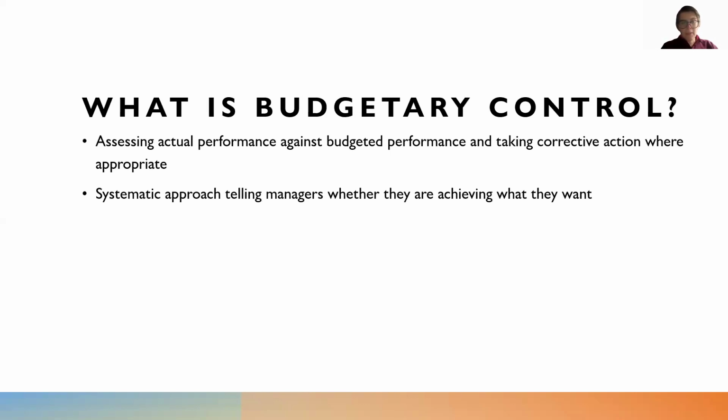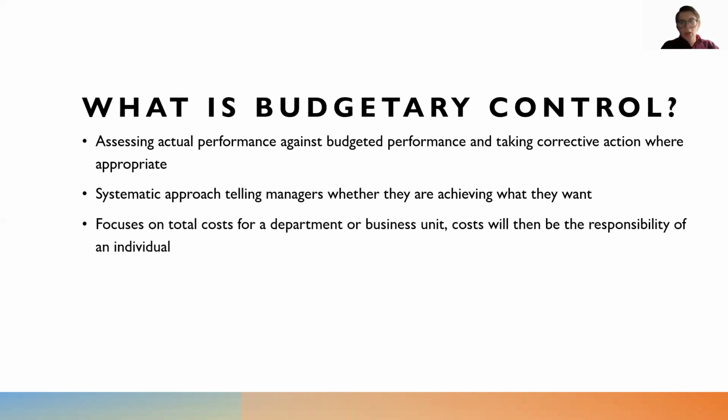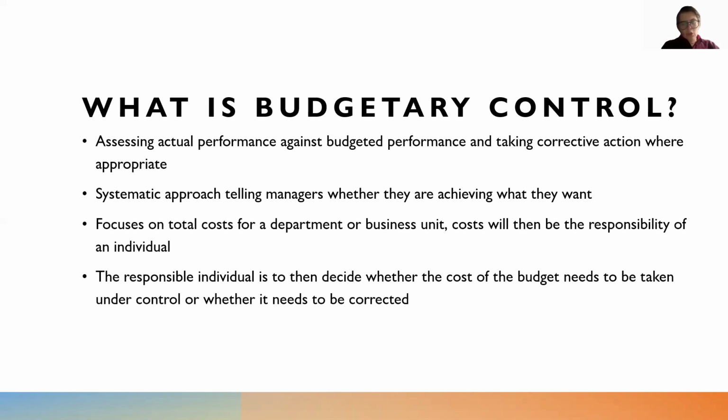It should be done as a systematic approach, telling managers whether they are achieving what they want. If they are not achieving what they want, then obviously corrective action must be taken or sought. It focuses on total costs for a department or business unit, and costs will then be the responsibility of an individual. That responsible individual is then going to be able to decide whether the cost of the budget needs to be taken under control or whether that budget was unrealistic and should be corrected.